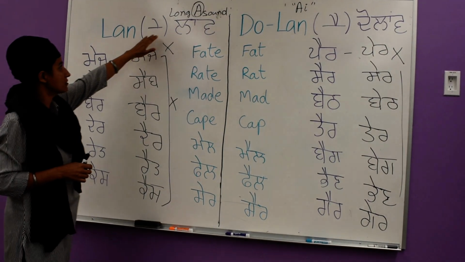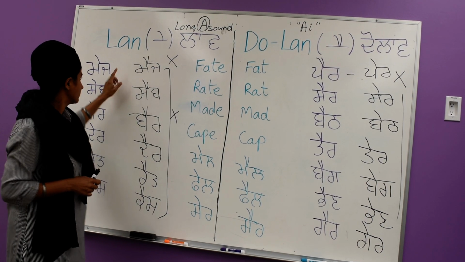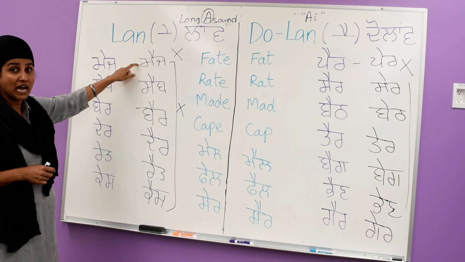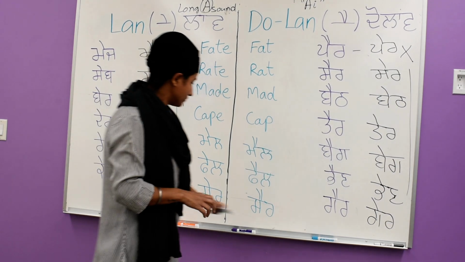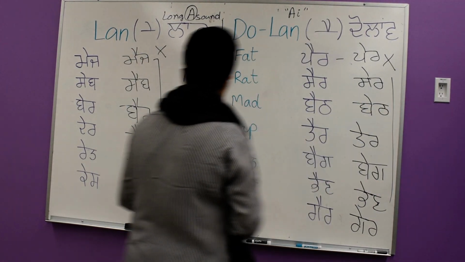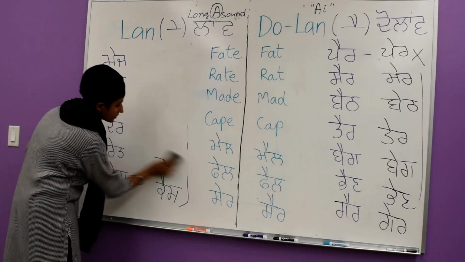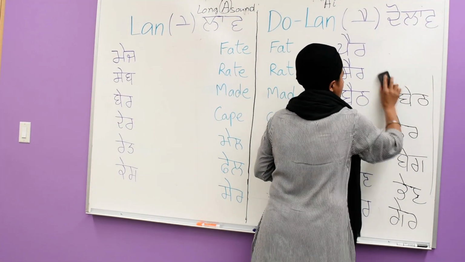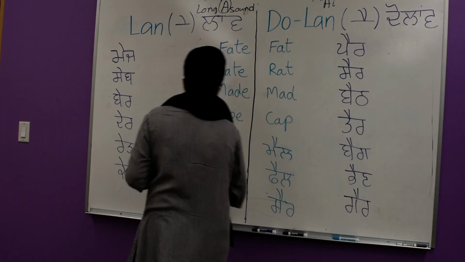Just remember, this is a long A sound, like... Oh, these are the wrong ones. Mage, match, like pair, pair. I'm going to give only a few words, like 3-letter words. I should erase this because these are not the correct ones. You don't have to pay attention to these. I wrote them down only so you can see the sound difference.